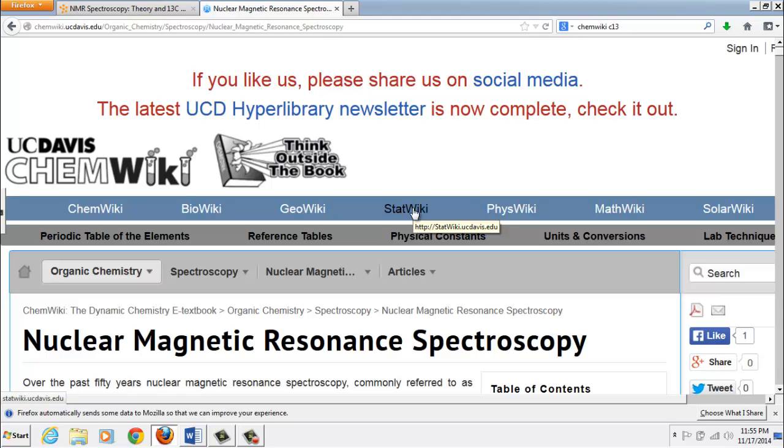Hi, today I want to give you an overview of nuclear magnetic resonance spectroscopy, also known as NMR. And I thought I'd just go to ChemWiki at UC Davis. They've got a great page here. It's quite detailed, so if you want more information, this is a good place to go. But what I thought I'd do is just borrow some of the graphics that they have on this page.